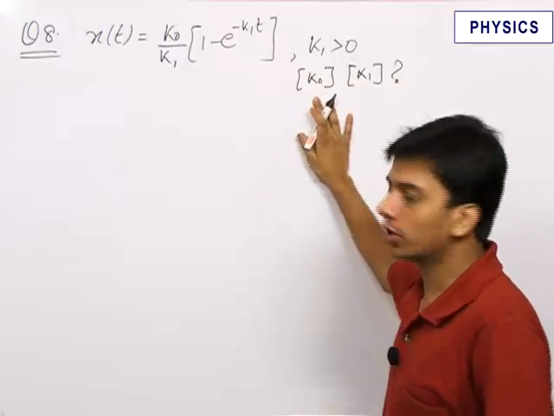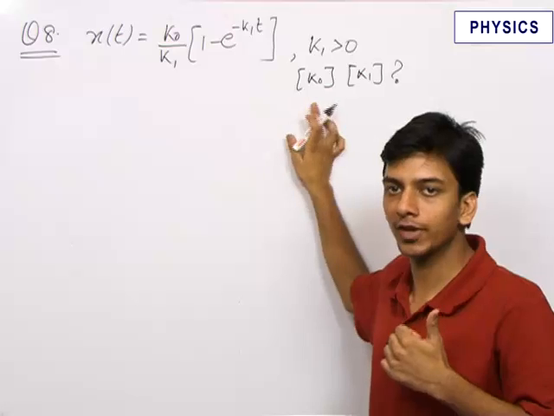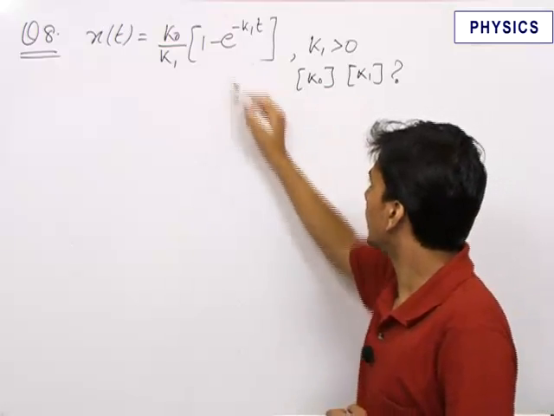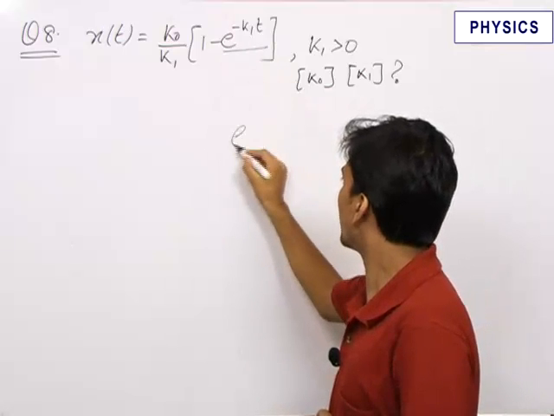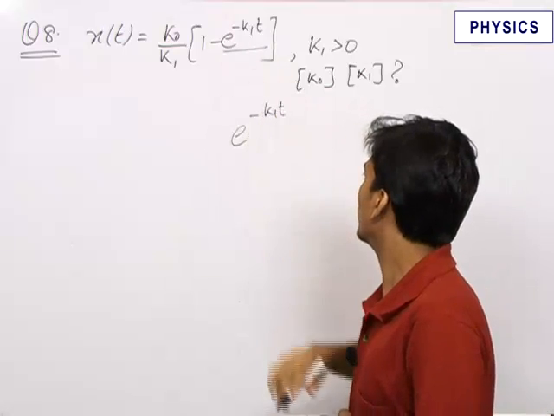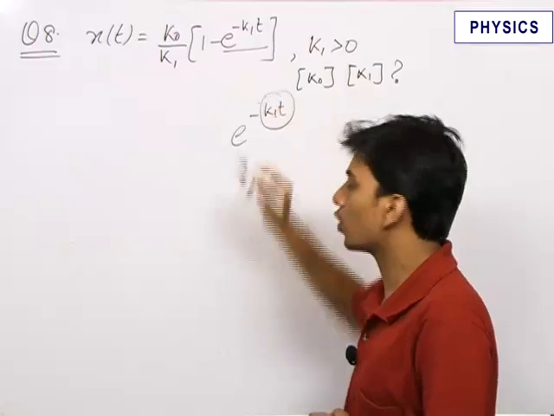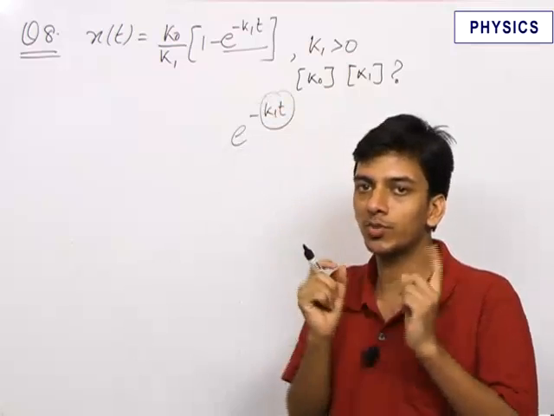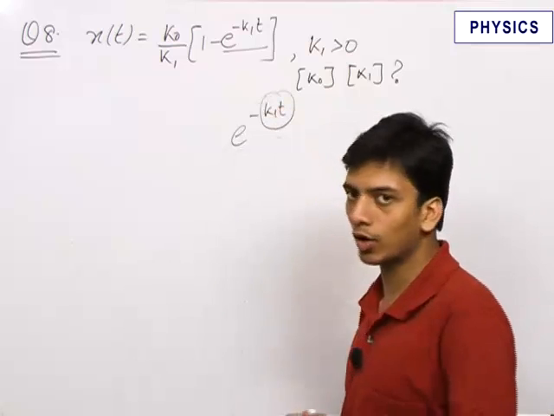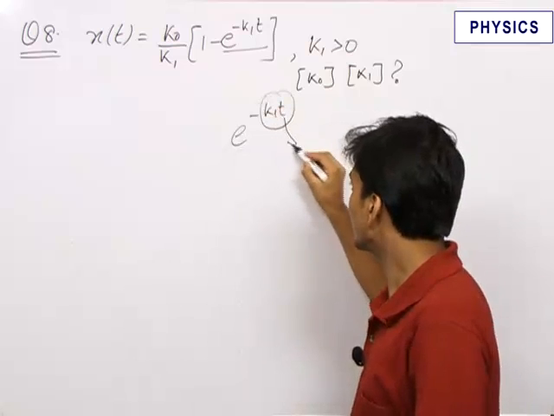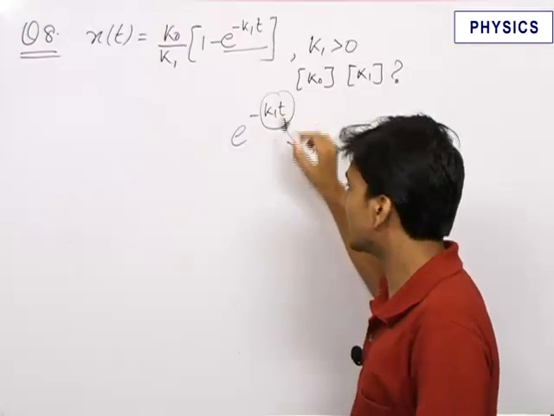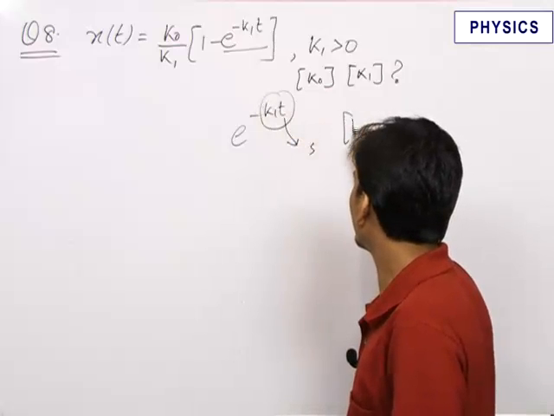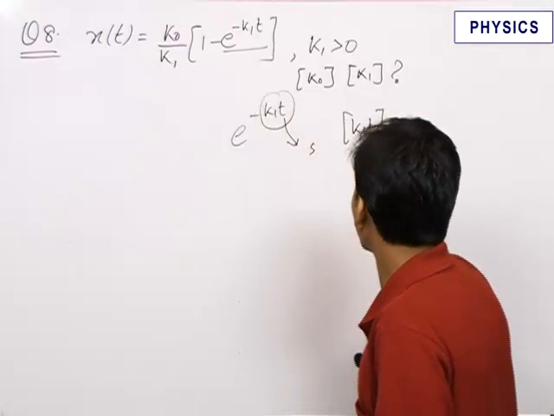So here we need to find the dimensions of k0 and k1. While looking at this question, we find that we have a term of e to the power minus k1t over here. Now, when there is e to the power something, that something has to be a constant. So this k1t is a constant, but t has a unit of seconds. It has the dimensions of time. So what we need to keep in mind is that this quantity k1t is dimensionless.